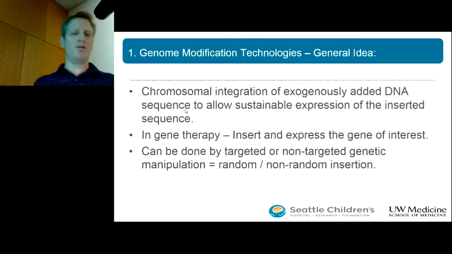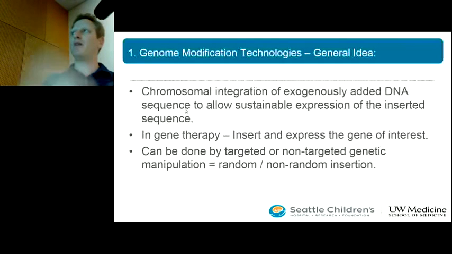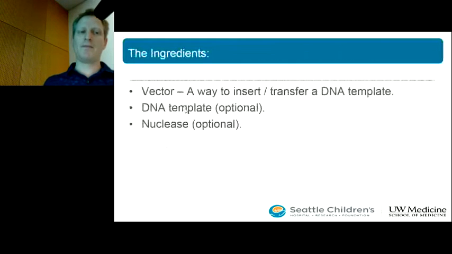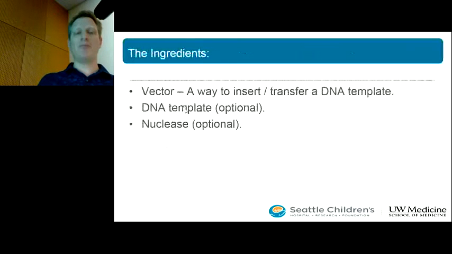In gene therapy, what we hope to do is to take a gene, usually replace or add a gene which is missing inside the cell, and express it in the same cell or in a specific cell population that we're interested in. And it can be done in targeted or non-targeted genetic manipulation, which means that it can either be done randomly, so we insert this nucleic acid randomly in the cell, or we have designed different ways to put it exactly where we want to put it. What we need for that, we need a vector, a way to insert the DNA, to transfer it into the cell. We need some DNA templates, not all the time, and we'll get to that. And we need some nucleases to cut the DNA, which is also optional because sometimes you can do it without any nucleases.